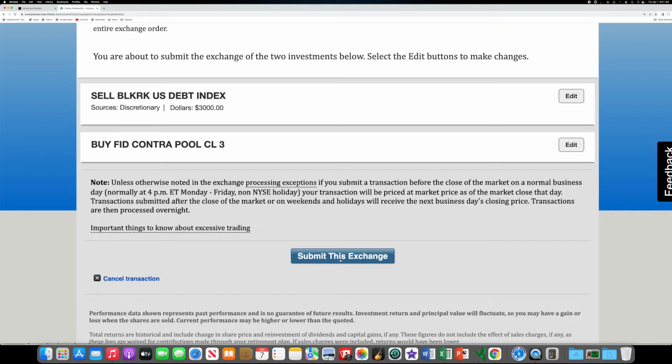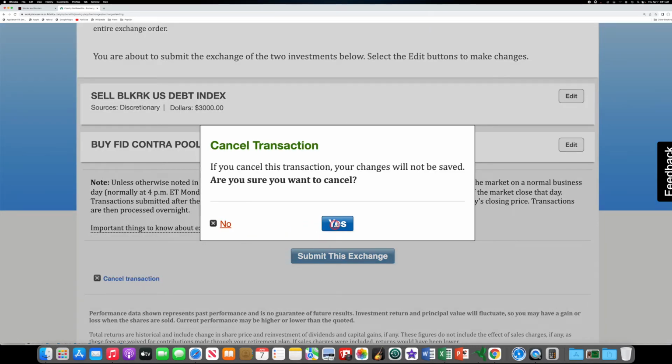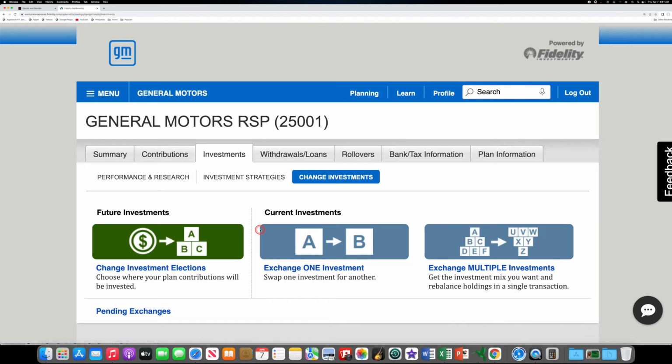Super easy. I'm going to cancel this transaction because I don't want to do it. This is strictly to show you guys how to move money around in your 401k. If you don't like what you're invested in, I just showed you how to invest in something else. Let's go back to summary.